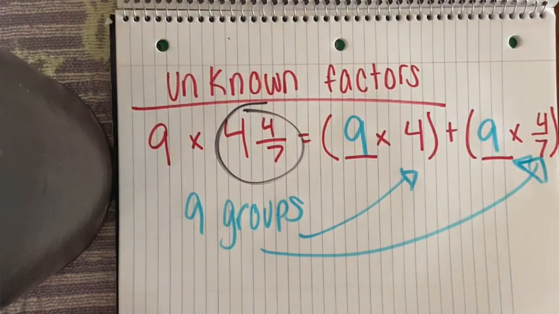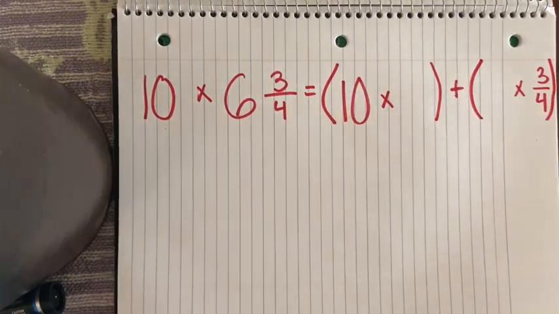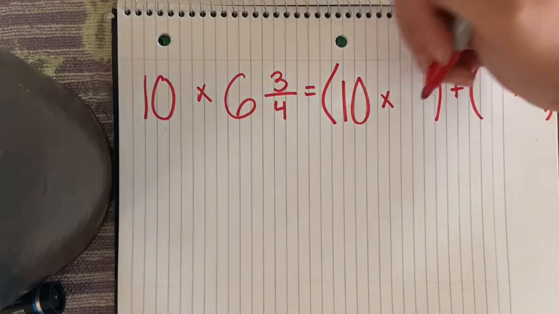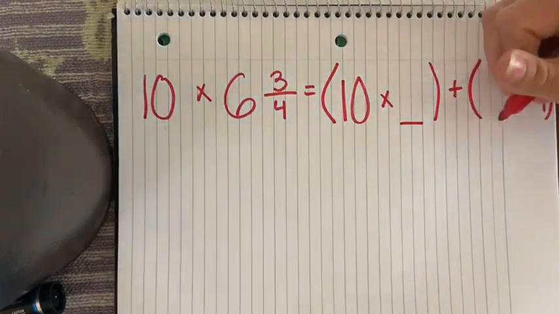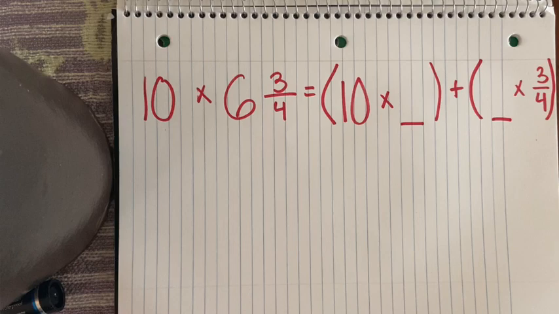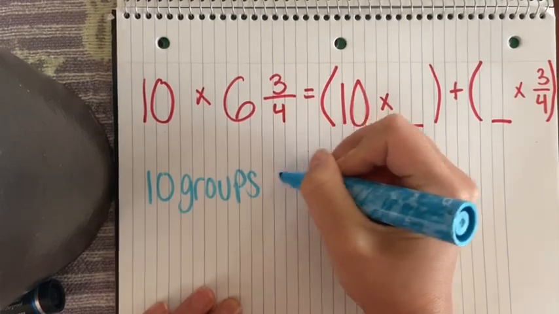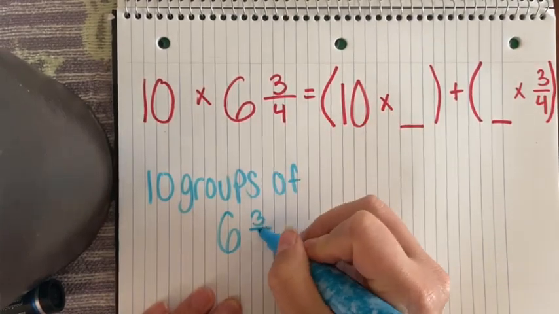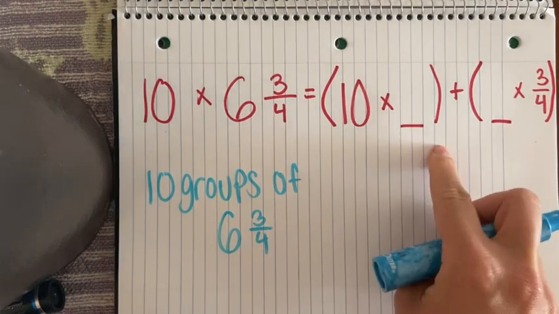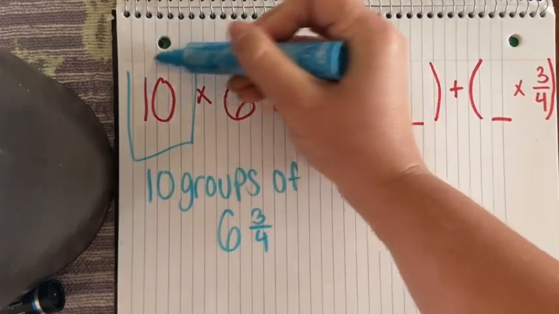So let's try another one where we find the unknown factors. Now in this question, I have different parts of my bracket located and given to me. So we need to find the second part of this first bracket and the first part of the second bracket. Pause this video to write down the distributive property sentence of 10 times 6 and 3/4. If we want to write this in a sentence, we know that we are making 10 groups or 10 units of 6 and 3/4. So we have split our mixed number into 2 pieces, and we know that we want to multiply that with the factor of 10.